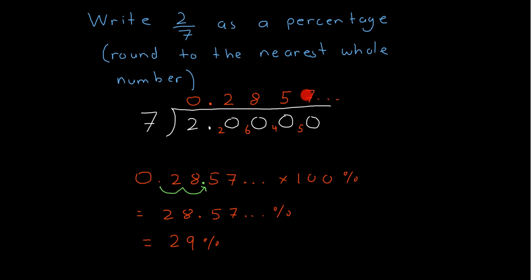Get the next one just for fun. And I've got 0.2857, blah, blah, blah, blah, a whole bunch of numbers up there. I times it by 100%, and that's moving the decimal point this way to the right, and I've got 28.57%, and that rounds up to 29%.